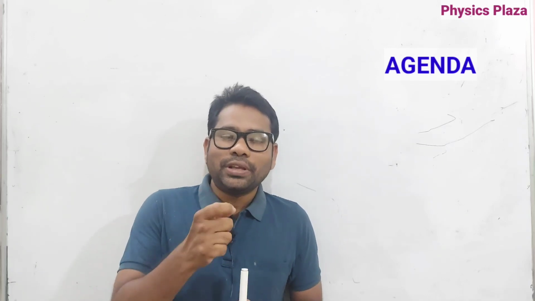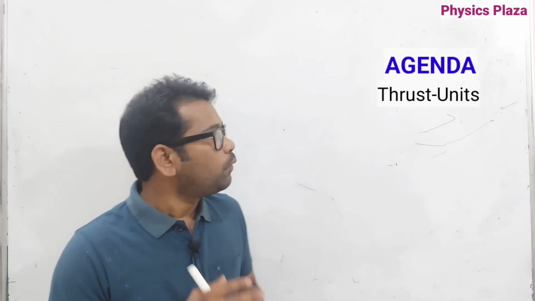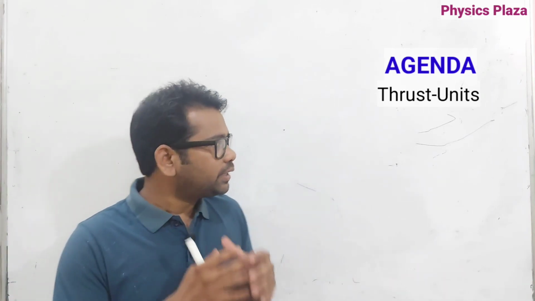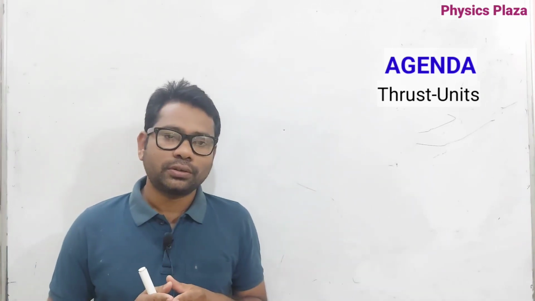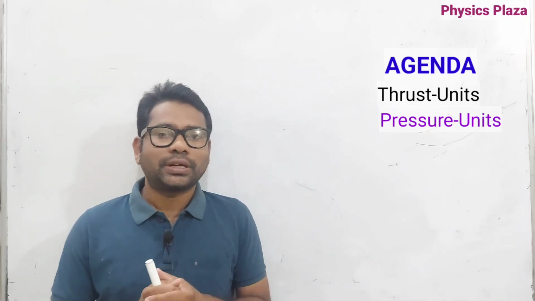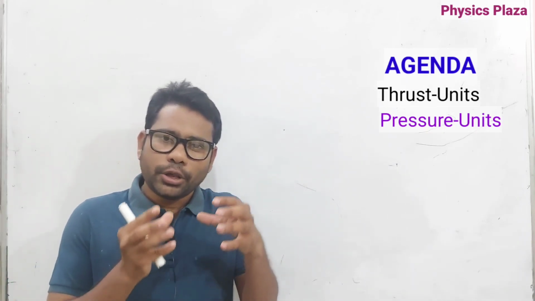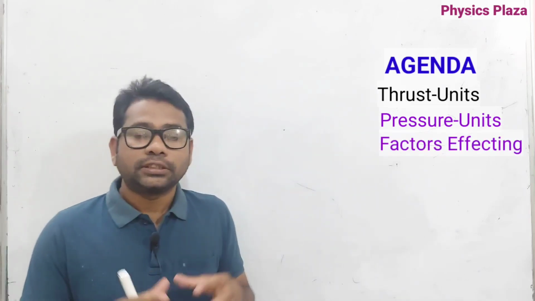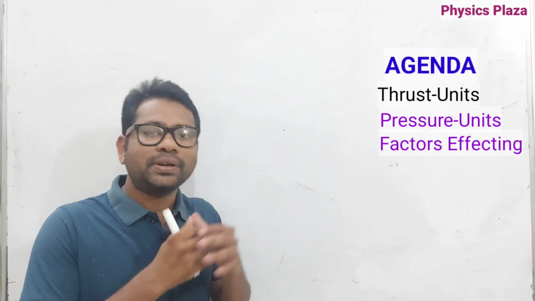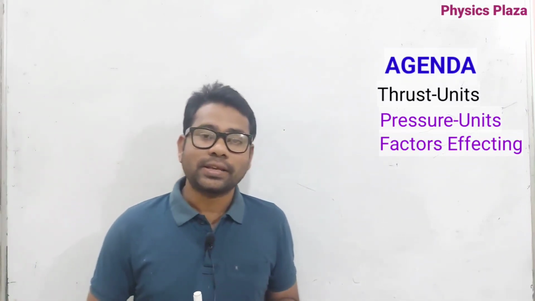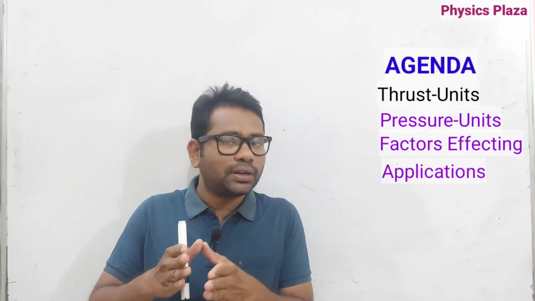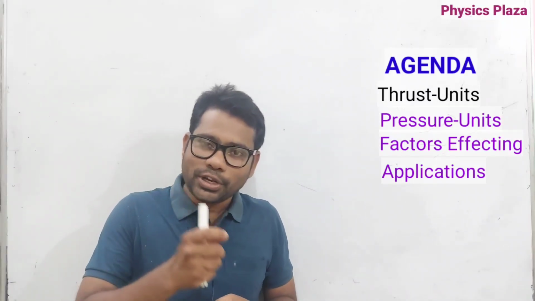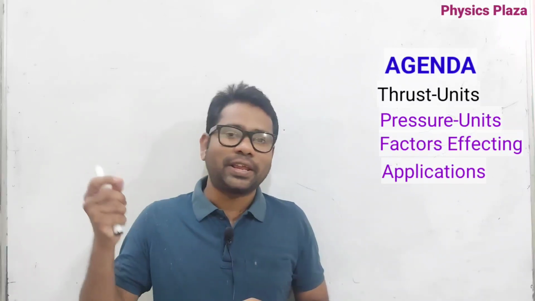Dear children, in today's class, first we discuss what actually thrust is and the units of thrust. Then we discuss what pressure is and the units of pressure. Especially we discuss how units of pressure are interrelated. Then we discuss the factors on which pressure depends. Then finally, in today's class, we discuss the application part of the pressure. I mean applications based on how pressure is related to the surface area.